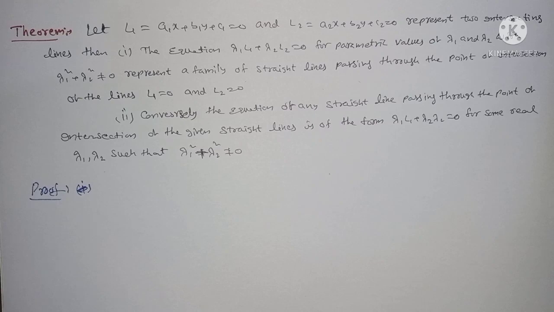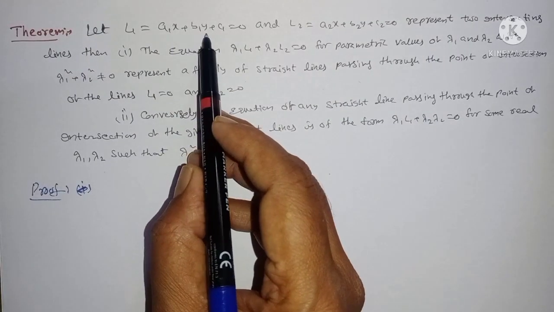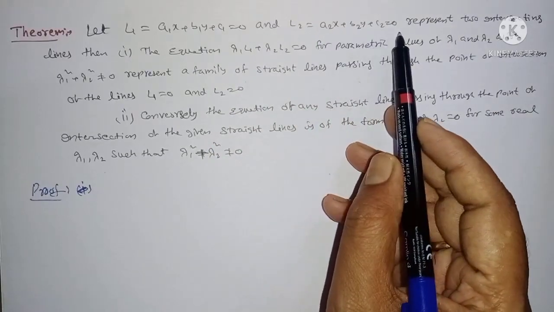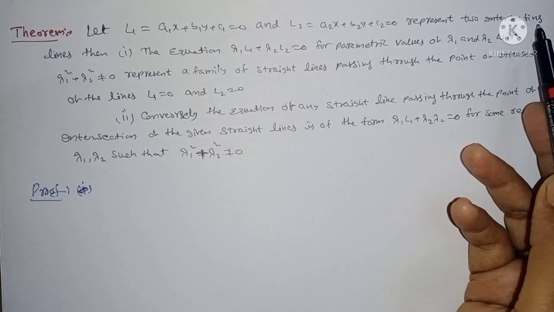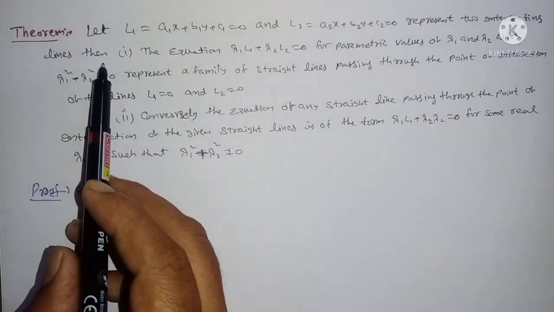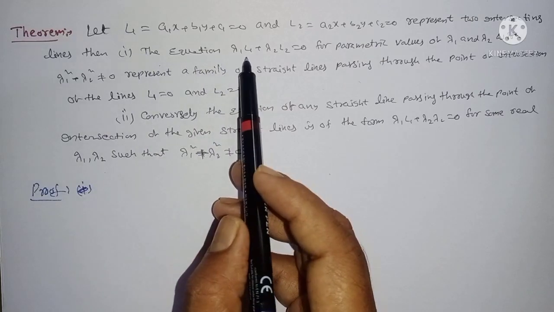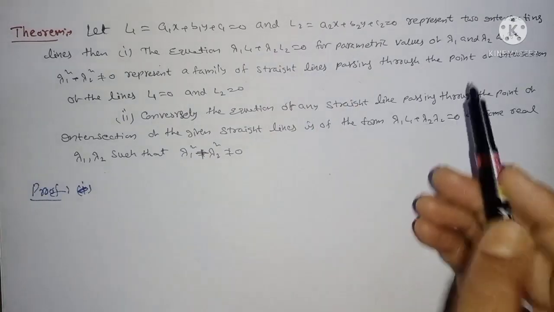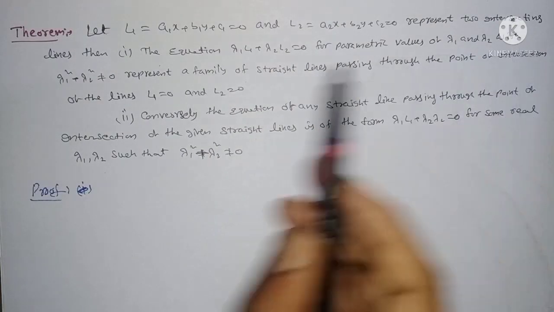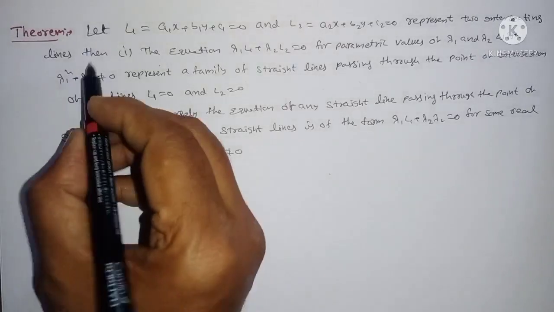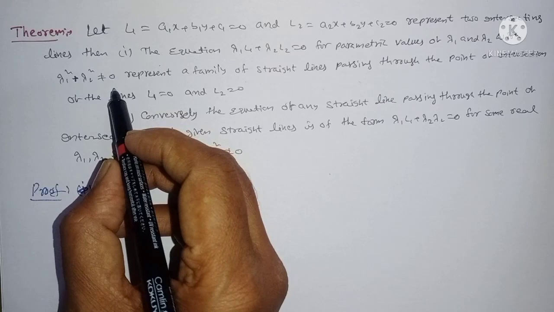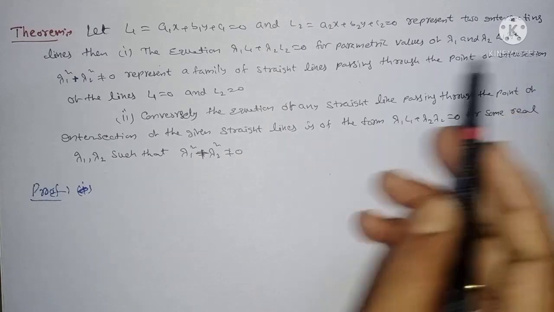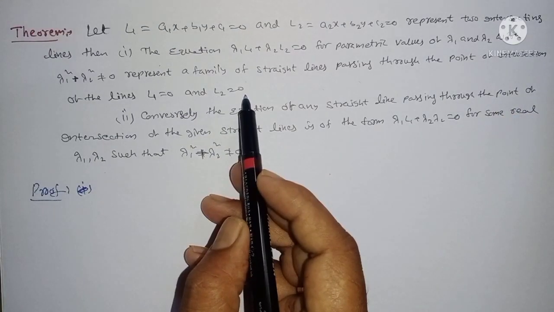Next is the theorem. Let L1: a1x + b1y + c1 = 0 and L2: a2x + b2y + c2 = 0 represent two intersecting lines. Then the equation λ1L1 + λ2L2 = 0, for parametric values of λ1 and λ2 with λ1² + λ2² ≠ 0, represents the family of straight lines passing through the point of intersection of the lines L1 = 0 and L2 = 0.